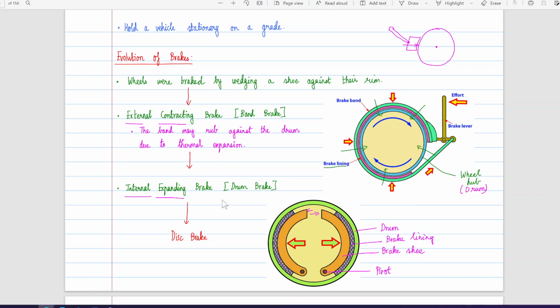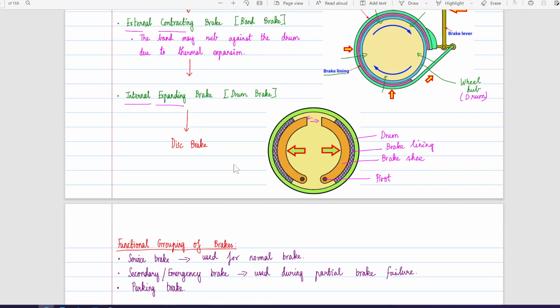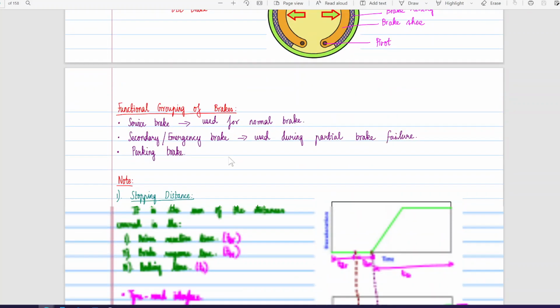Then we had the internally expanding drum brake, right? Internally expanding brakes, like the drum brake shown here, where we can see that there is brake lining on the brake pad, which is sitting inside the drum, and we generate motion as shown by these arrows, so that the brake lining rubs against the drum for causing the braking action. Okay, then we moved on to disc brakes.